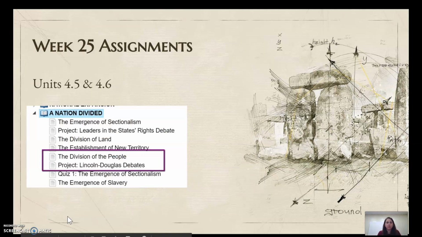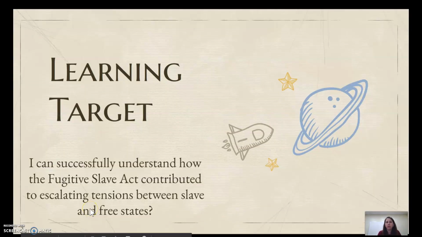This week we're going to talk about units 4.5 and 4.6, so the division of the people, and there's a small project that goes along with what we've been learning about. Your learning target for the week is: I can successfully understand how the Fugitive Slave Act contributed to escalating tensions between the slave and the free states.